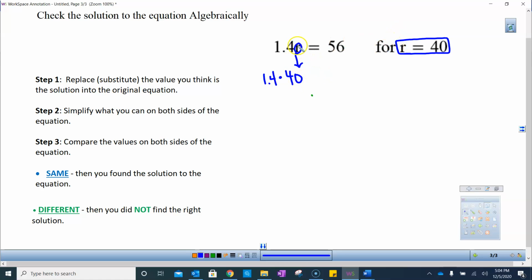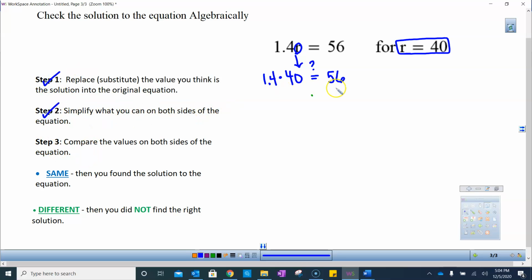Notice I rewrote the equation. I didn't write 40 on top of r. That's just lazy. Don't do that. Rewrite the equation. And I'm saying, hey, does that equal 56? So I've got the left side of the equation and the right side of the equation, and I'm trying to see if what happens here with that 1.4 will come out to 56 when I multiply it by 40. So I did that. Check.